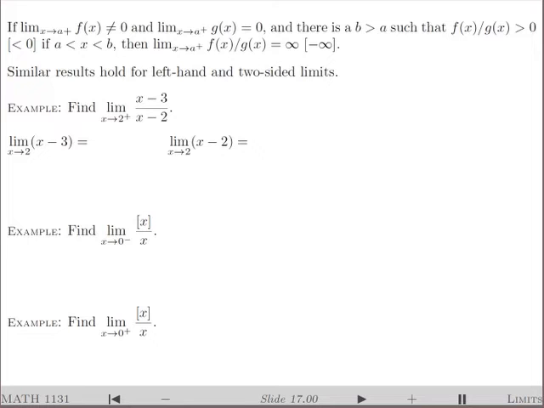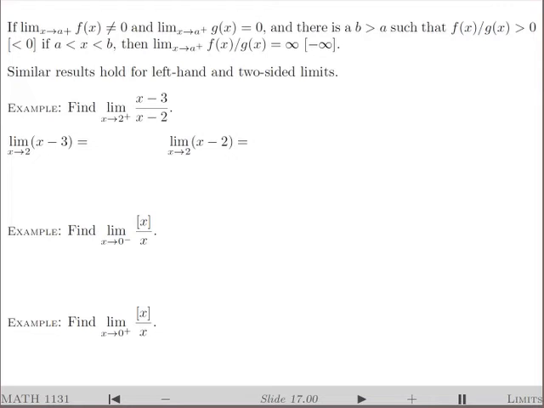Now, for algebraic functions, the signs cannot oscillate indefinitely between positive and negative, which means that the fraction f over g will have a fixed sign in some interval from a out to some b, which may be very close to a, but there will be some definite interval. So for rational functions in particular, non-zero over zero will have infinite one-sided limits. Of course, similar recognition principles hold for left-hand limits as well as for two-sided limits.